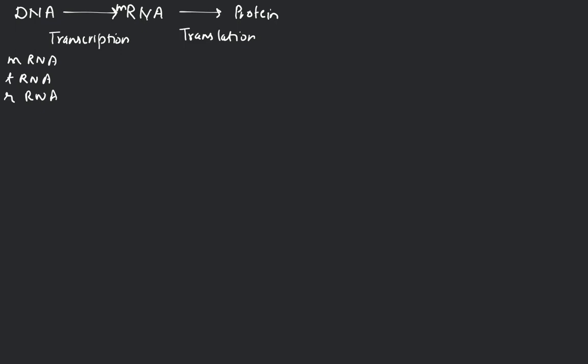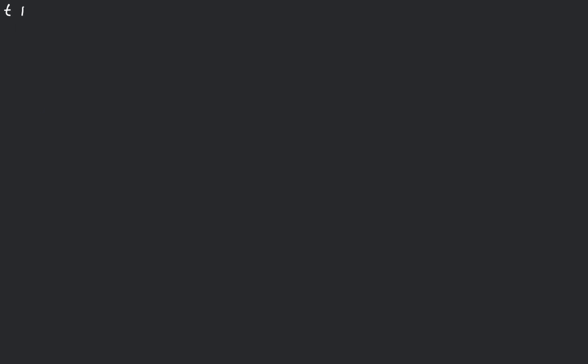And if we talk about the steps of translation, mainly there are four steps involved. The first step is called tRNA charging. The second step is called initiation. The third step is called elongation. And the final step is termination.